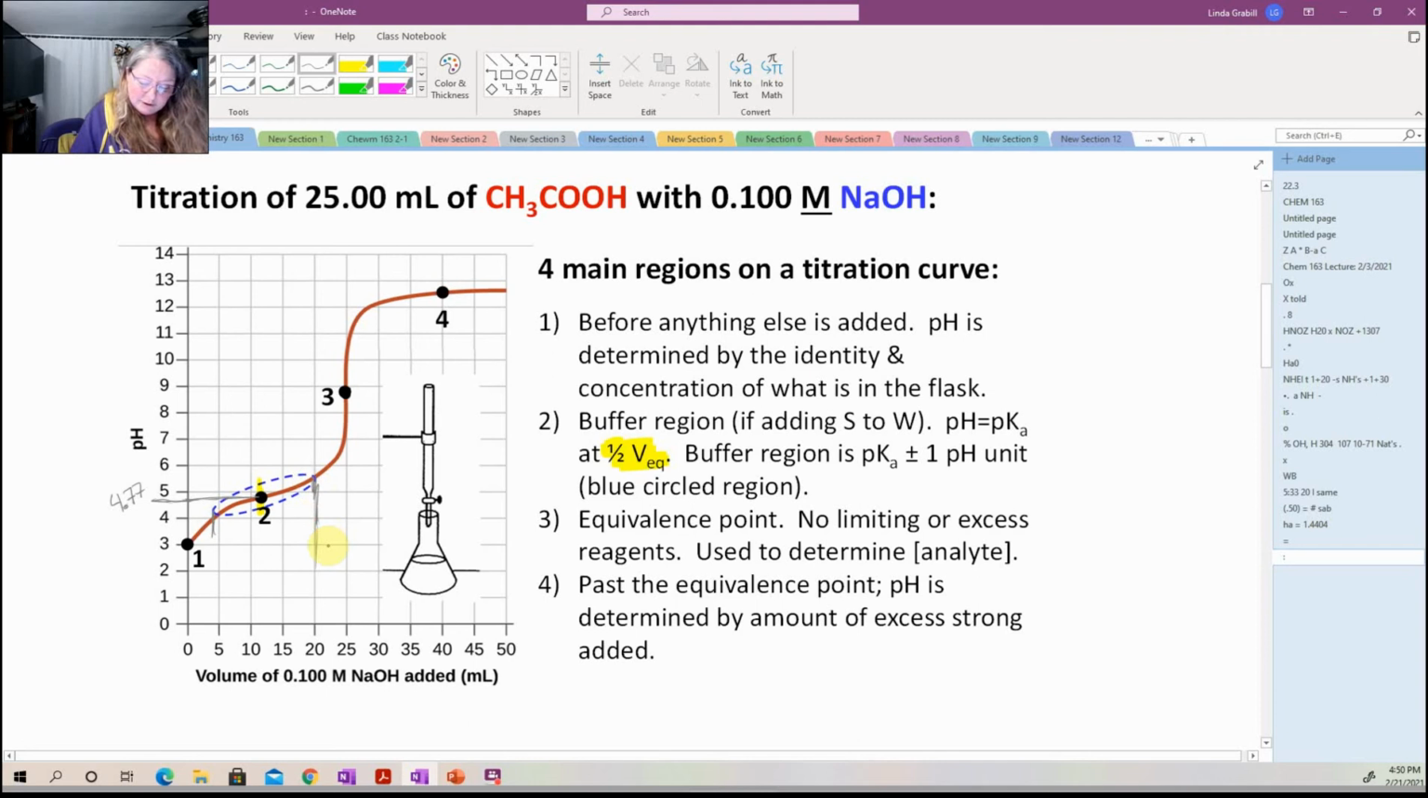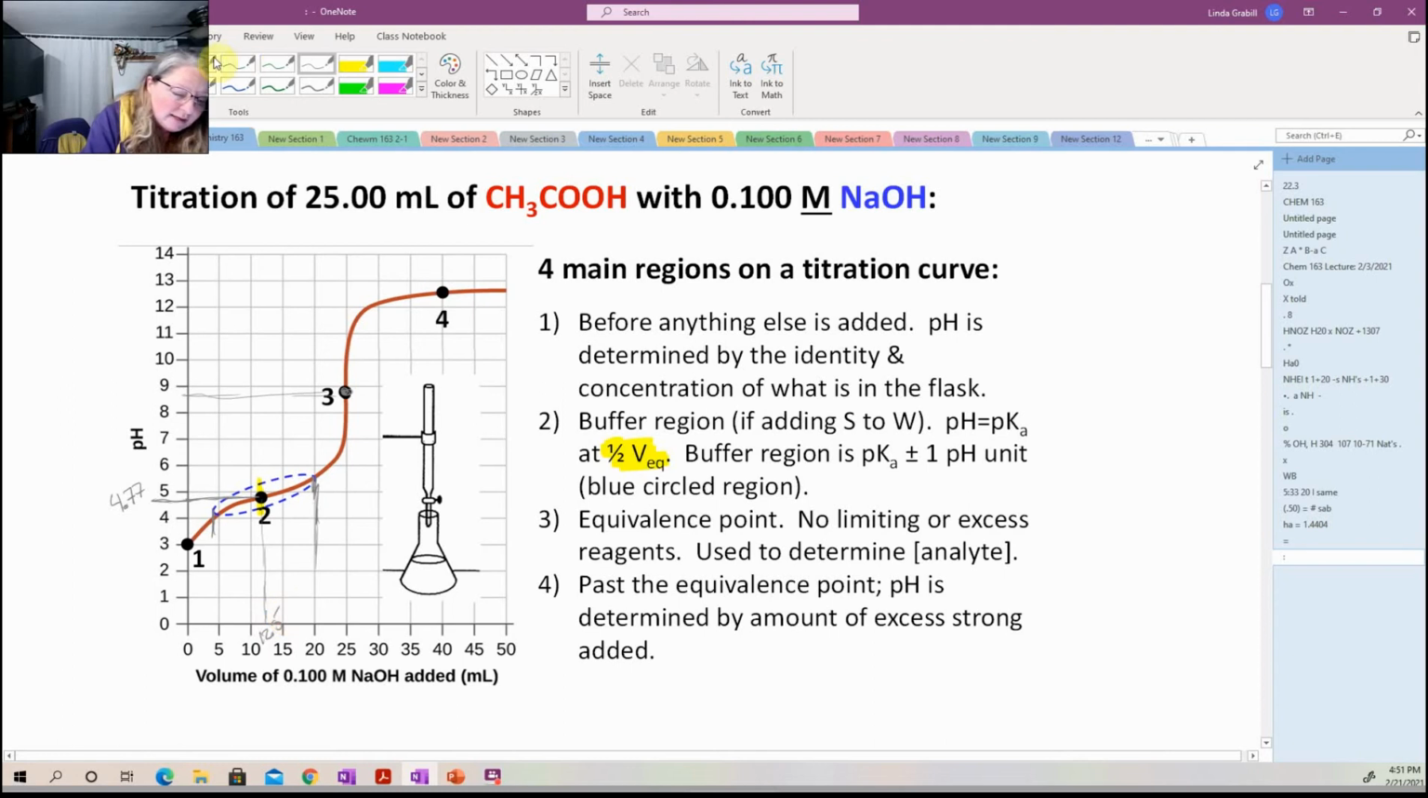And my buffer region then, so if I know where my equivalence point is, which is here at this point 3, and I look here and I can see that I used 25 milliliters of it, so finding my half-equivalence point, or the area where my pH equals my pKa, well, that's going to be at 12.5 milliliters. That's going to be precisely half. Cool, so I know that.